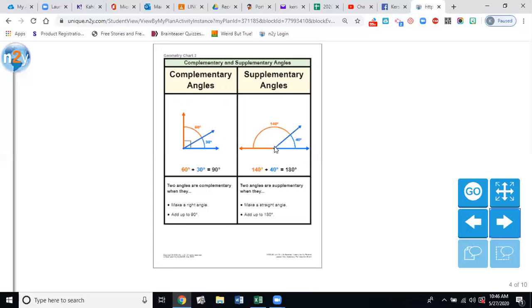Supplementary angles are angles that make a straight angle. See, the orange and the blue, it's making a straight angle. They add up to 180 degrees. And you can add 140 plus 40 equals 180. So complementary angles add up to 90 degrees. Supplementary angles add up to 180 degrees. Complementary will make a right angle, this L. Supplementary will make a line.